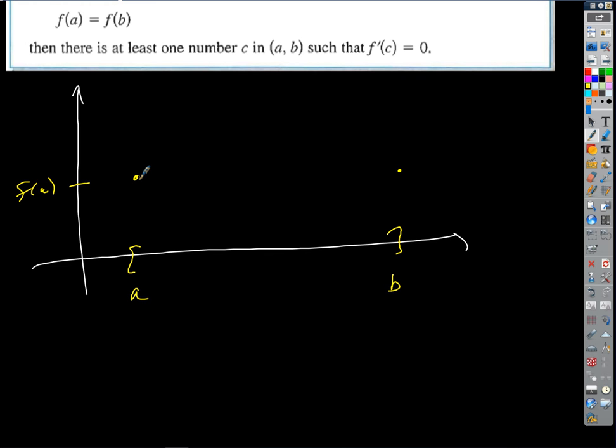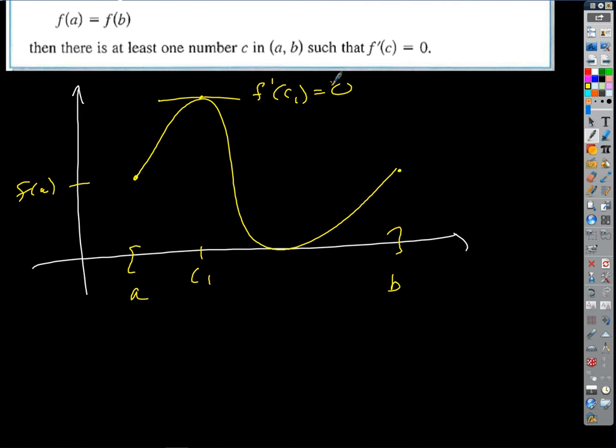Okay, so there's no way that I could avoid having at least one of these places where I get a point of tangency where f prime of, we'll call that C1, f prime of C1 equals 0. Now there might be multiple places. In this case there were. There's another place right there. We could call that C2, right? In this case there was more than one place, but there has to be at least one.